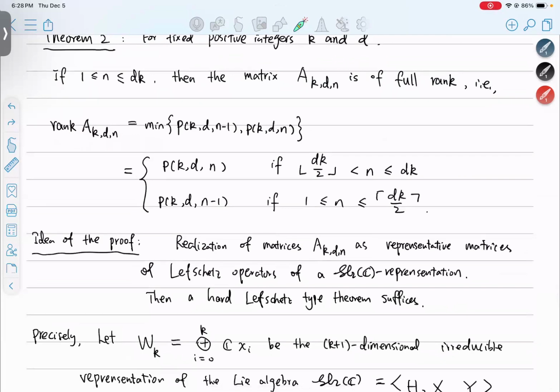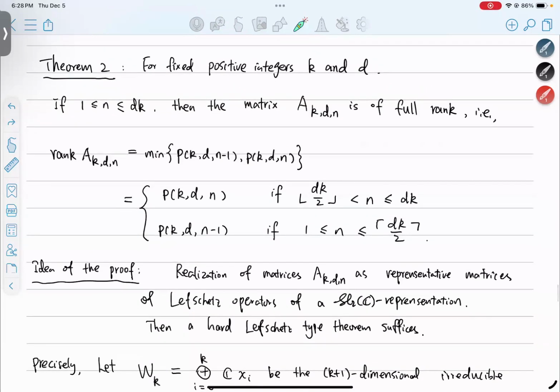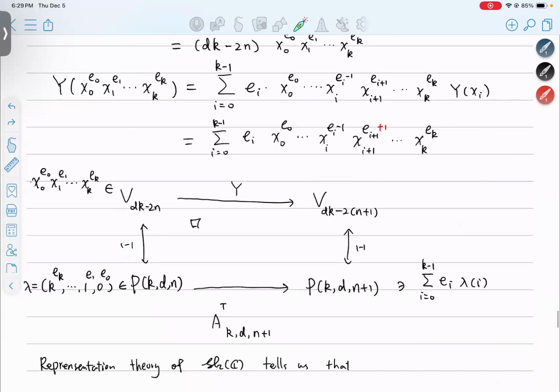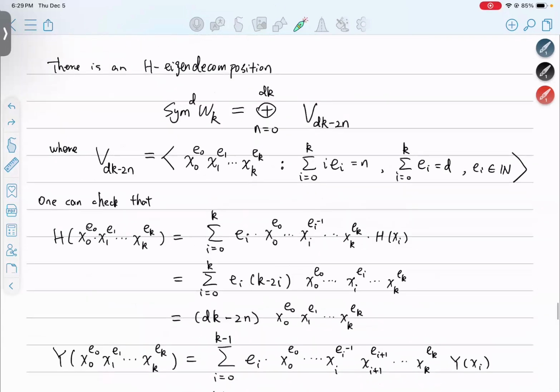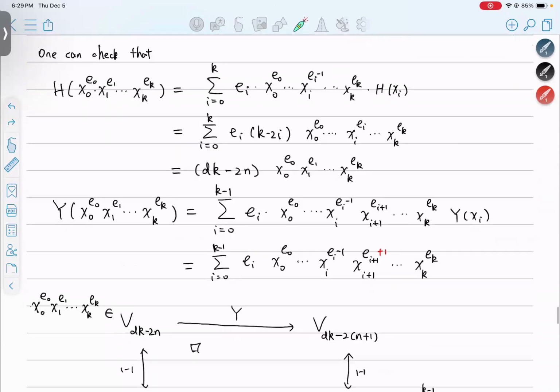So the idea of the proof is very simple. I can explain in one sentence because I don't have too much time. To prove this matrix is of full rank, the idea is that we realize this matrix A_k,d,n as representative matrices of Lefschetz operators of the Lie algebra SL2(C) representation, and then we use the hard Lefschetz type theorem for this Lie algebra representation. I just show you this diagram. We consider the Lie algebra SL2. Recall that for this Lie algebra SL2 we have three generators. Then we consider a representation, and we will have a chain.